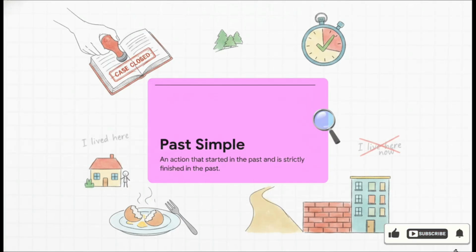The past simple is straightforward and absolute. It represents an action that started in the past and is strictly 100% finished in the past. If you say, I lived in Chicago when I was a child, it means you lived there then and you definitely don't live there now. Or if someone ate eggs for breakfast, they ate them earlier and they aren't eating them anymore. The action is over, closed, case dismissed.